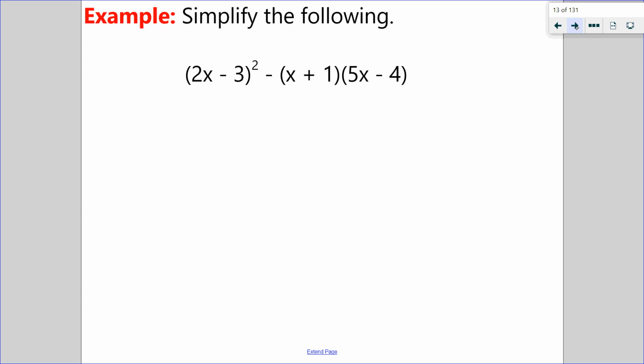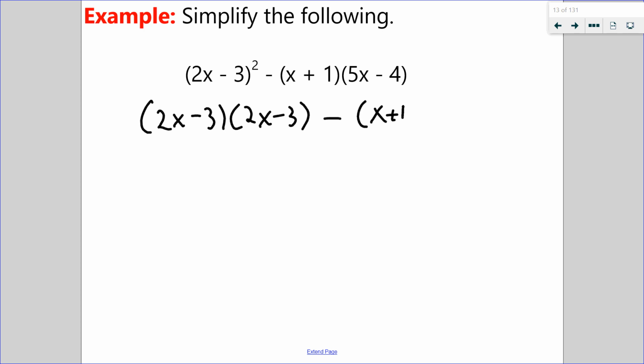So first of all, let's talk about what squaring a number means. It means multiplying it by itself. So I'm going to write it out twice. Minus x plus 1 times 5x minus 4. So now I've done my exponents. Now I'm going to follow order of operation and I'm going to multiply from left to right. So I have 2 products that I'm subtracting. So because this is a binomial, I'm doing double rainbow.